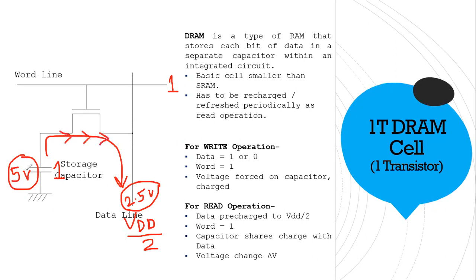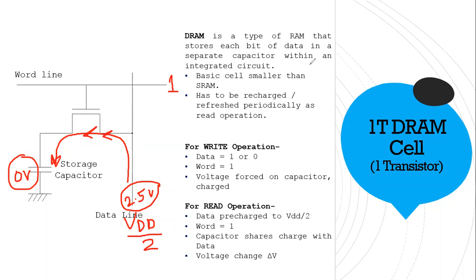So if the direction of the current is this way, that means there was 1 here, right? If this was 0 volt, that means the stored data was 0 previously. Now what will happen? A current will try to flow from the data line into the capacitor. The direction of the current is in this direction.